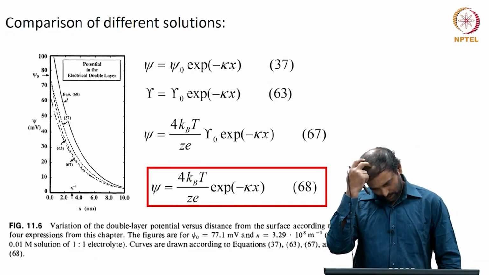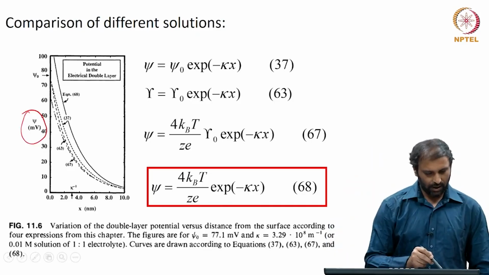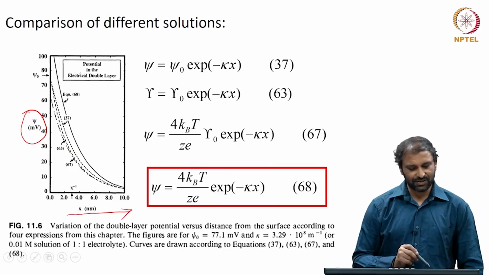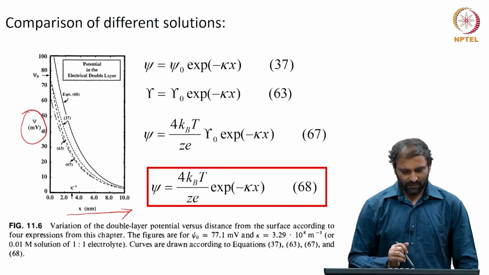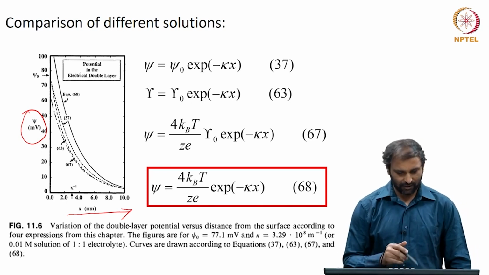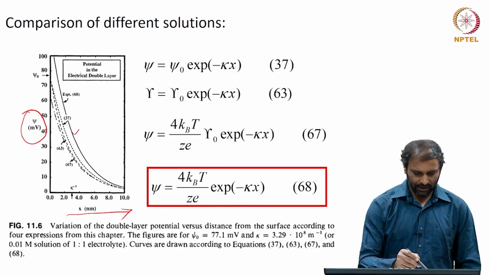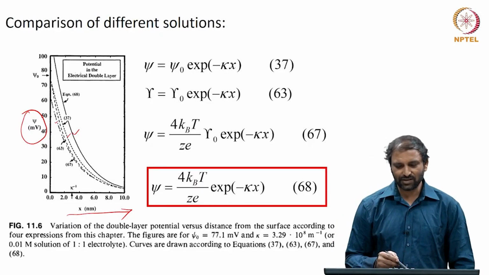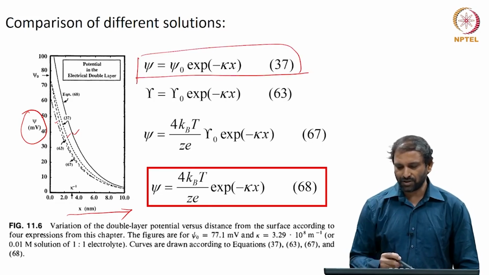What is plotted here is potential in millivolts, and that is the separation distance. If you look at this plot, there are 4 expressions. There are 4 lines: a continuous line, a dashed line, and a dashed and dotted line. Essentially, they are different solutions. That is the Debye-Huckel approximation.